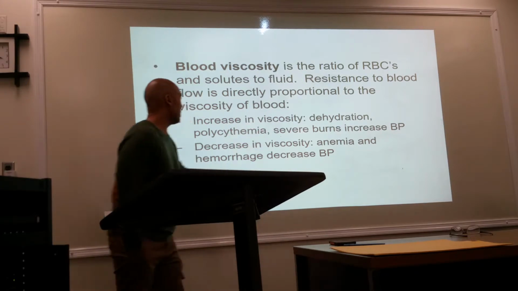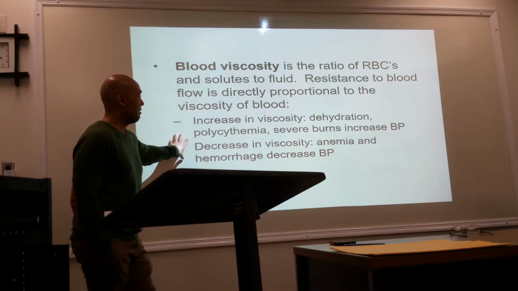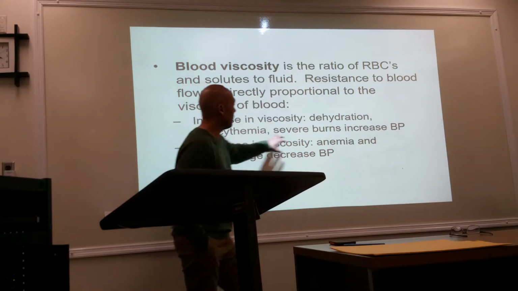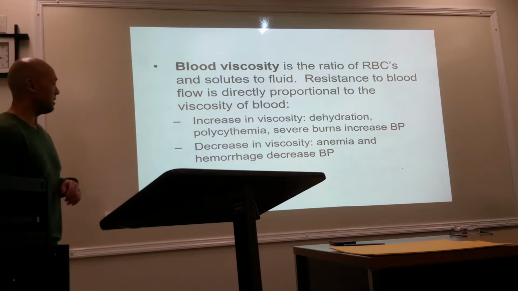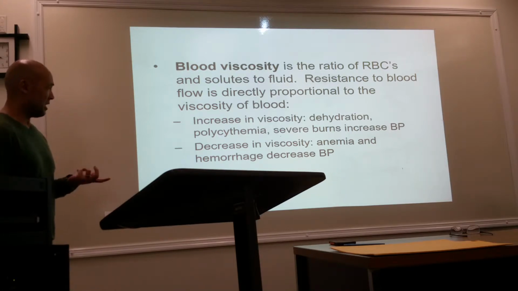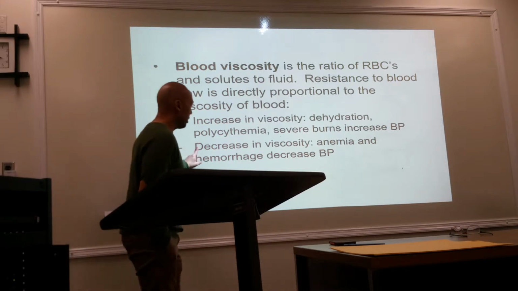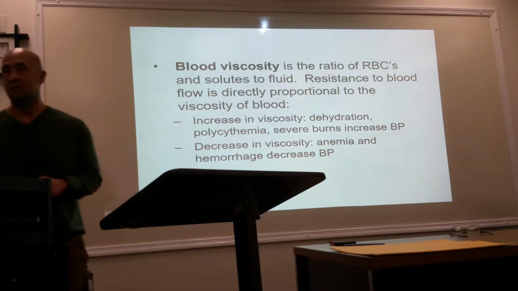So dehydration. Polycythemia is the overproduction of blood cells by the marrow. So if you have too much RBCs, it gets too thick. And then also severe burns will cause the blood to also thicken. All of these increasing in viscosity will also increase your blood pressure. And then the opposite. Decrease in viscosity can be caused by anemia and also hemorrhaging, which in turn will decrease your blood pressure. So again, they're directly related.